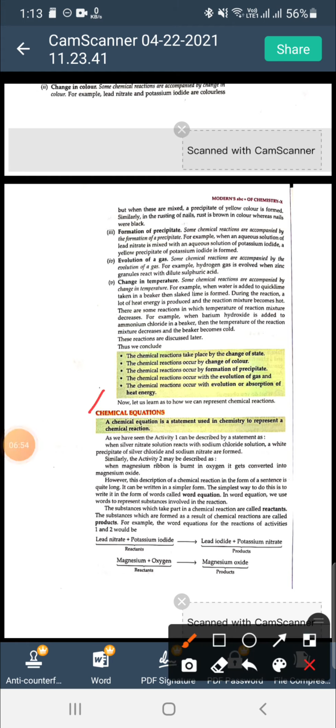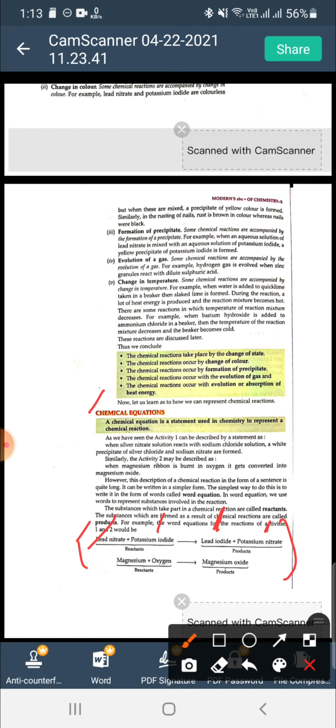Next, chemical equation. A chemical equation is a shorthand representation of a reaction, by symbols and by the use of words. If you represent an equation with the use of words, then it is known as a word equation. Like lead nitrate plus potassium iodide gives you lead iodide plus potassium nitrate. This is the word equation.